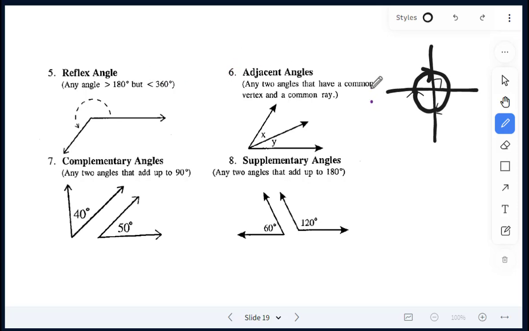Number 6 is showing adjacent angles. These are any two angles that have a common vertex and a common ray. So X and Y here would be called adjacent angles. Two angles that add up to 90 degrees are called complementary angles. So here 40 degrees plus 50 degrees gives us 90 degrees. So those two would be complementary angles. Supplementary angles are any two angles that add up to 180 degrees. So in this case, 60 plus 120 degrees are two supplementary angles.